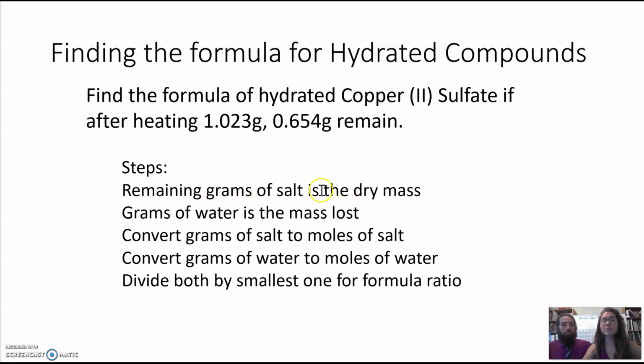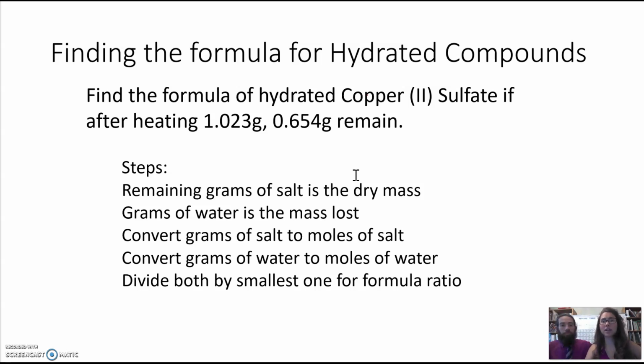So the remaining grams of the salt is the dry mass. We can convert that to moles. The grams of water is the difference between these two, because this is the dry mass. If we started with something wet and dried it, the difference was the water that was lost. So we have the grams of water, we can convert that to moles, and then we have a mole-mole ratio.